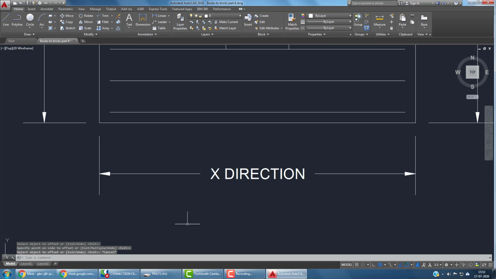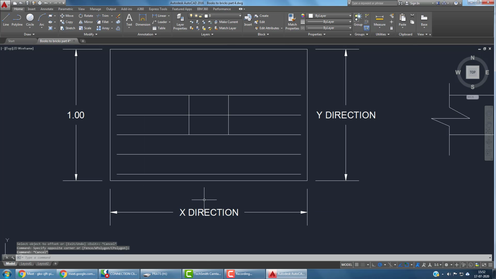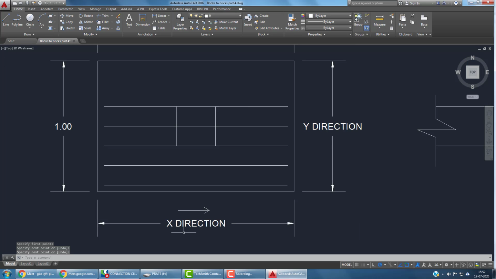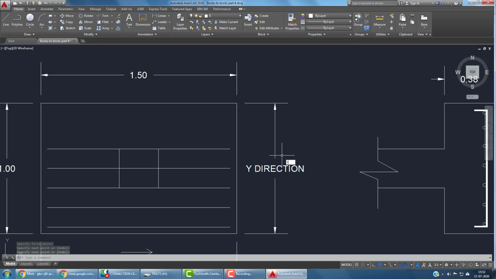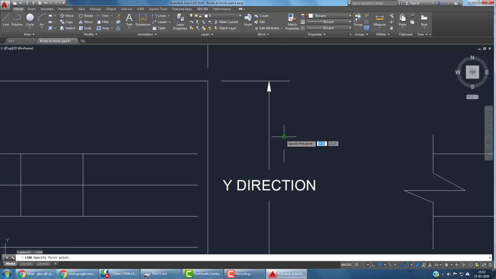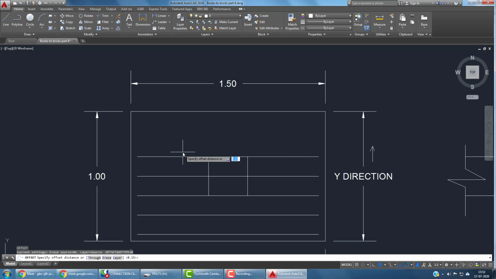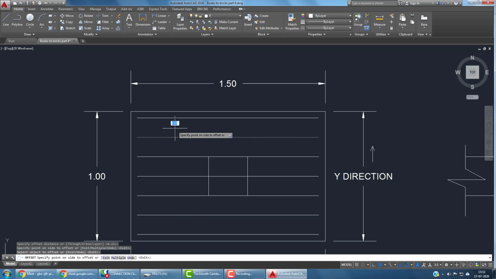When I say along x direction, this is my along x direction, that is along this direction. Clear, guys? If you get this confused, then it is going to be a problem. This is along x direction, this is along y direction. So tell me how many bars will come along x direction? Yes guys, how many bars will come along x direction?